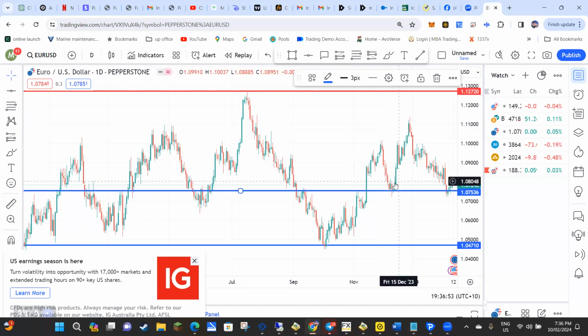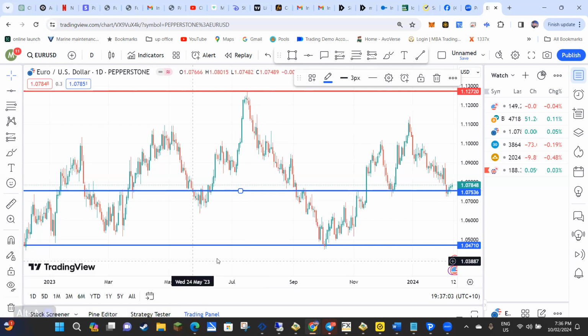And identifying that, or identifying this point here, is the whole basis behind trading theory, technical analysis.